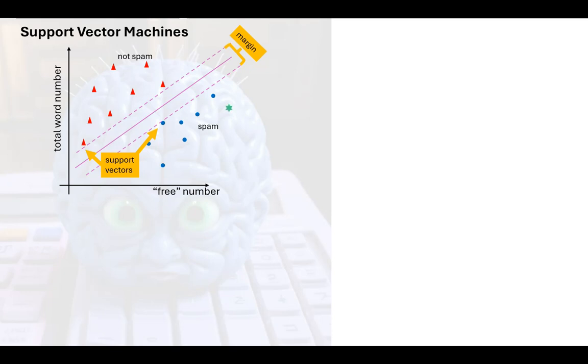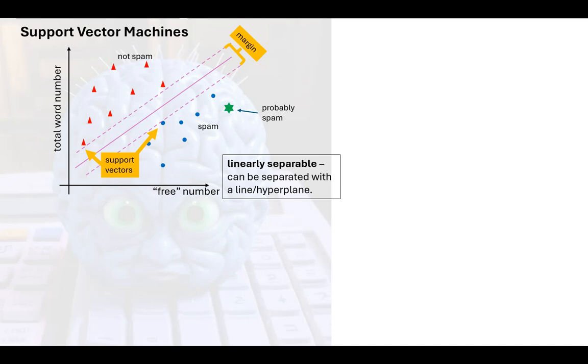Now, when an unknown email appears with a particular number of words and the number of times the word "free" appears, we can make a good prediction as to whether or not it is spam. Sometimes a straight line can't be drawn. The data is not linearly separable.